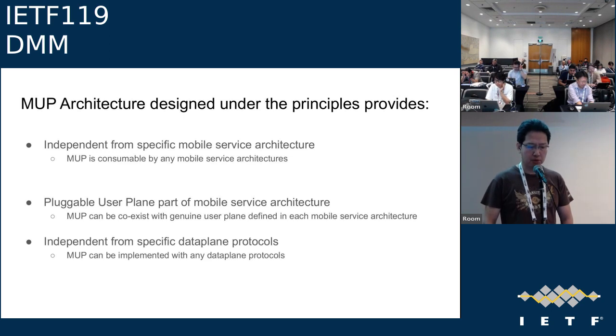The second bullet mentions the pluggable user plane part of mobile service architecture. The MAP can coexist with the genuine user plane defined in each mobile service architecture. In the 5G case, the genuine protocol is GTP-U, but the MAP architecture, especially SRv6 MAP, enables the interworking of GTP and SRv6.